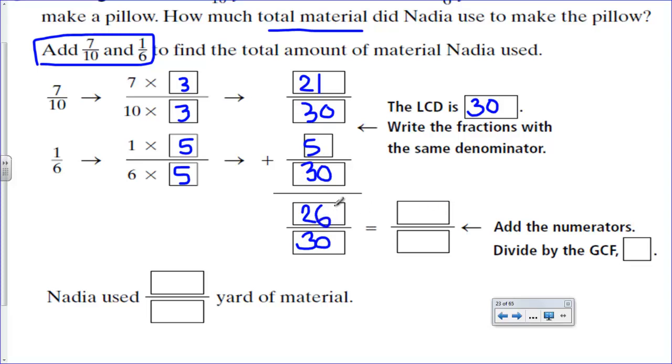And I know that these are not in simplest form because I know I can at least divide by 2. And that actually is the greatest common factor. So 26 divided by 2 is 13. 30 divided by 2 is 15. So she needs 13/15 of a yard of material.